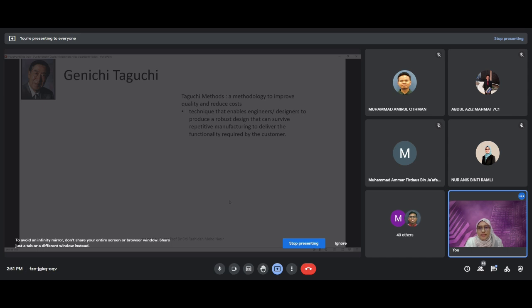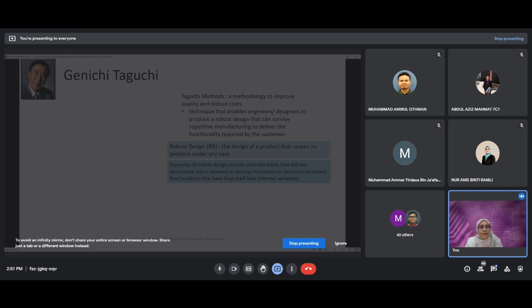And the last one is Taguchi. The Taguchi method is a method to improve quality and reduce cost, where these techniques enable the engineer or the designer to produce a robust design that can survive repetitive manufacturing and deliver the functionality required by the customer. Robust design means the design of a product that causes no problem under any case. For example, robust design includes umbrella fabrics that will not deteriorate when exposed to varying environments.